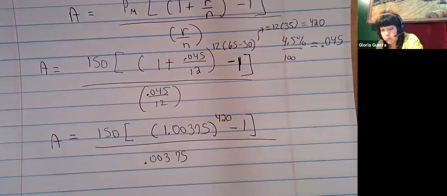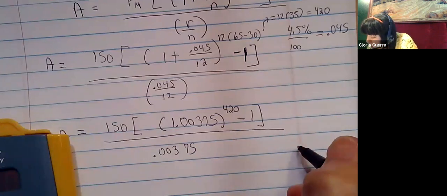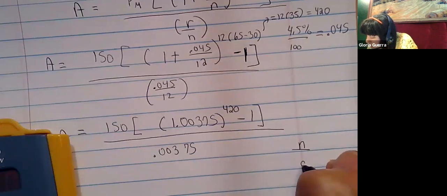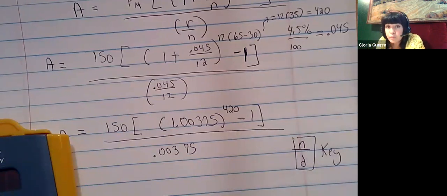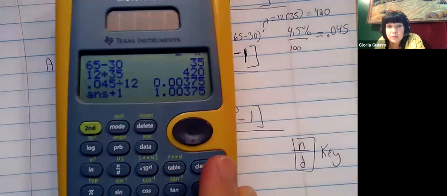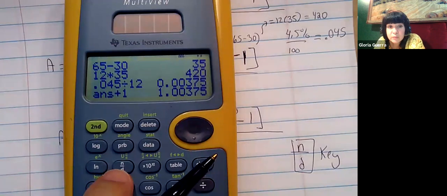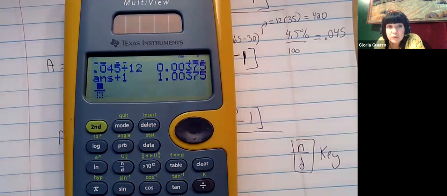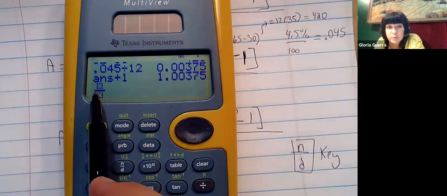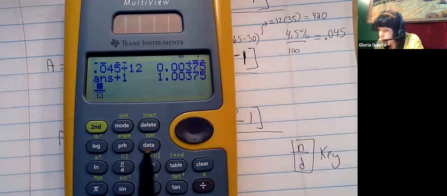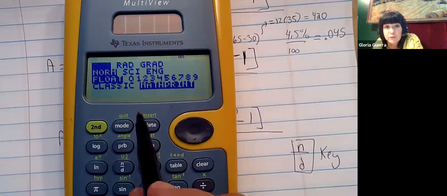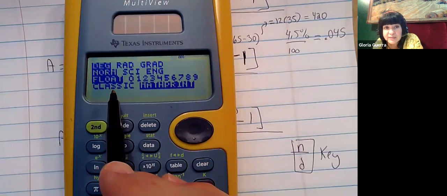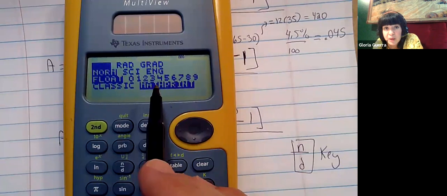Okay, all right. So now I'm going to make use of this N over D key on my calculator. And again, this N over D key is right here. See that? This is a good setup. See this fraction bar like that? You want that. If you don't have that, you need to go to mode. And if you don't have it, it's probably because it's on classic. You need to change it to math print.